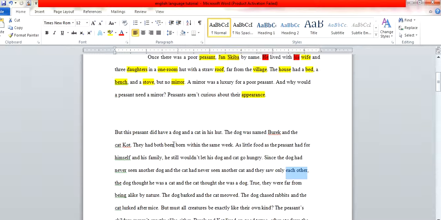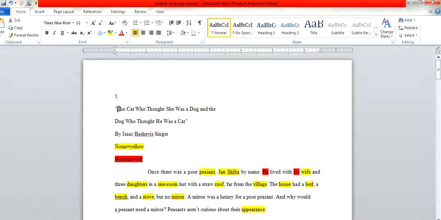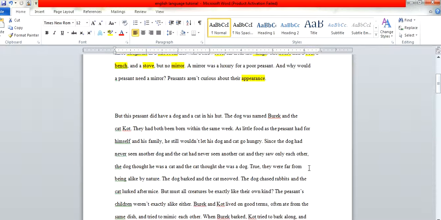And just to extend it, you see it right here in the very title, the cat who thought she was a dog and the dog who thought he was a cat. And that extends down here in this pronoun, which is each other, which is a reciprocal pronoun. Yeah, and I will stop right there.